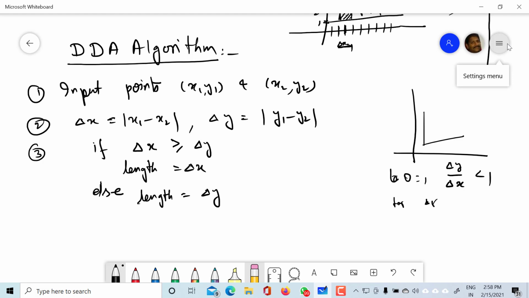So we have done three things. First of all, we have taken the two inputs which are given. After that we will calculate delta x, delta y. In the third step we have measured which of the values is larger, so that we can identify on what side of the axis the line is inclined more. Fourth point.